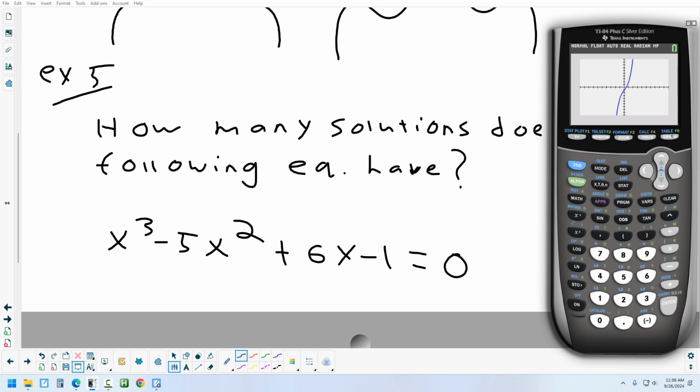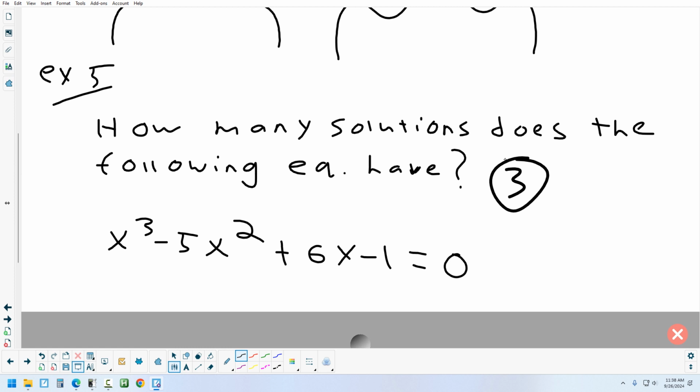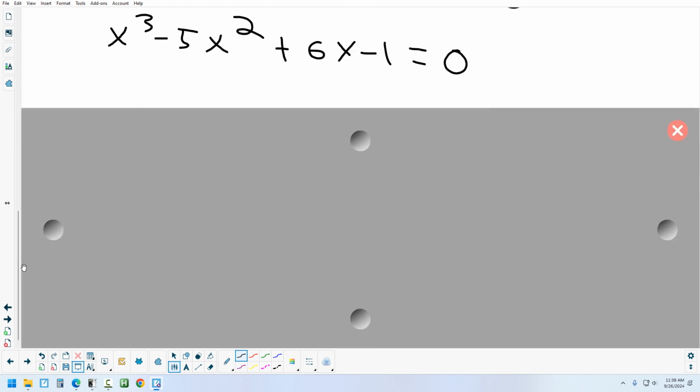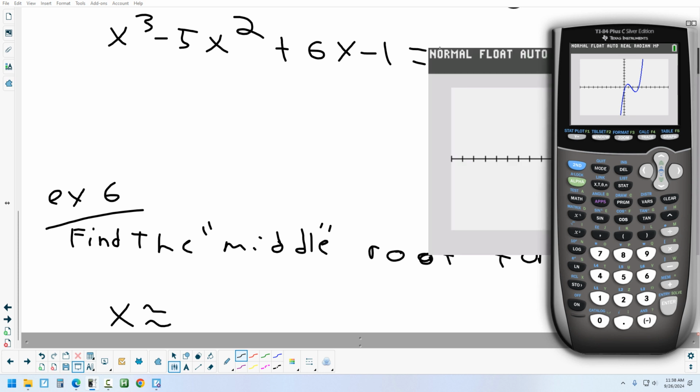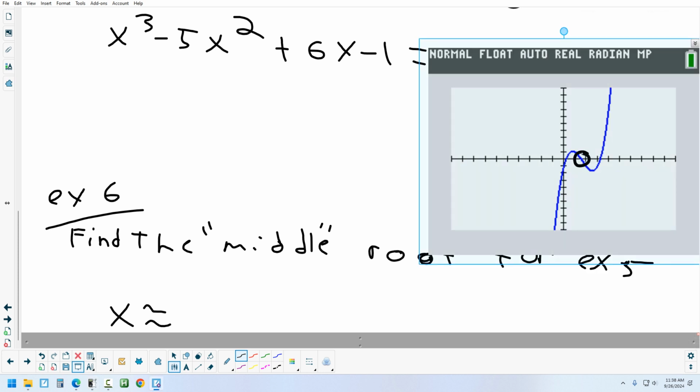Yep, so we just type it in. So clear out what's in there. X cubed minus 5x squared plus 6x minus 1. Again, zoom 6 doesn't always work, but it does this time. So by looking at the graph, I can tell it crosses 3 times. So that answers that question. And then I think the second part was to just find one of the answers. Yeah, find the one in the middle. So by the one in the middle, I mean that one right there.